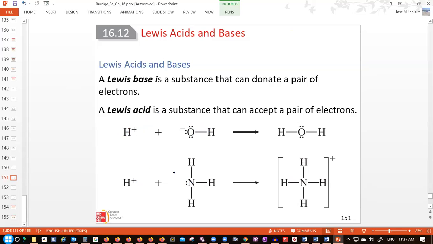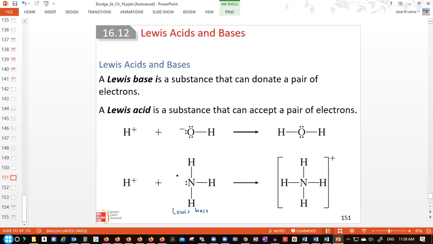Which one is going to donate? Probably it's easier for you to see who's going to donate the electrons. Look, nitrogen has a pair of non-bonding electrons. So that means this is going to make a good Lewis base, because it has available a pair of electrons to donate. That's the definition of Lewis base. A Lewis base is a substance that can donate a pair of electrons.